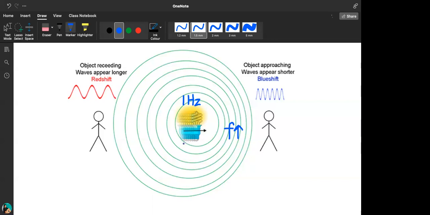So there are 2 frequencies: the one actually produced by the source, which is the 1 Hertz, and the frequency perceived by you because the source is moving towards you. We say this is the observed frequency. Now, same if you were to stand on the left side where the wave is moving away from you, then you will perceive it as a longer wavelength or a smaller frequency.